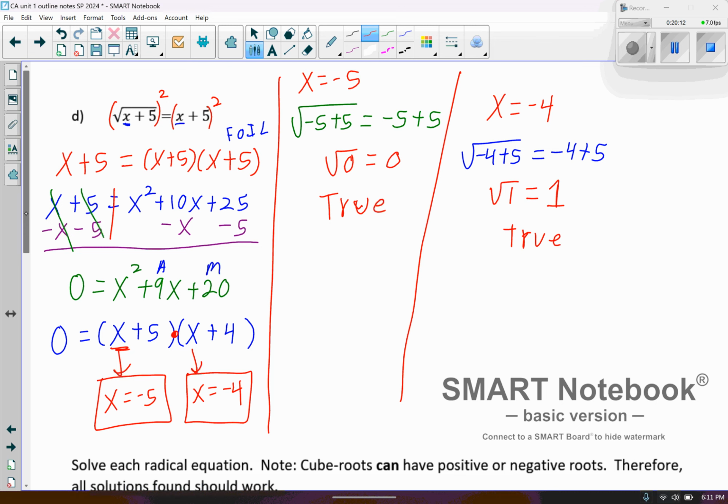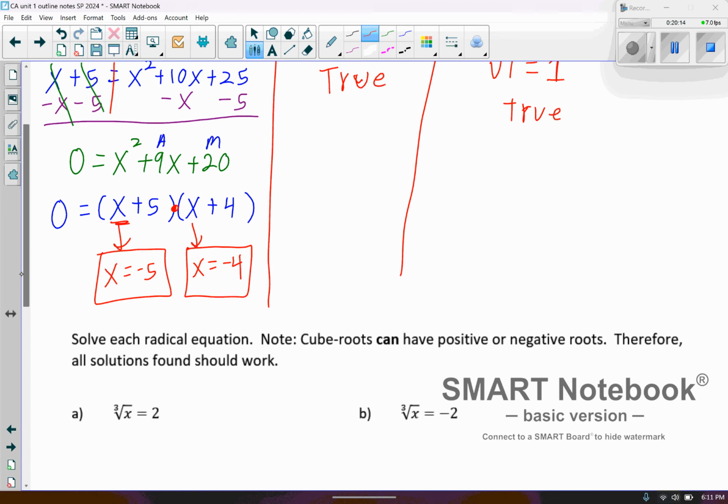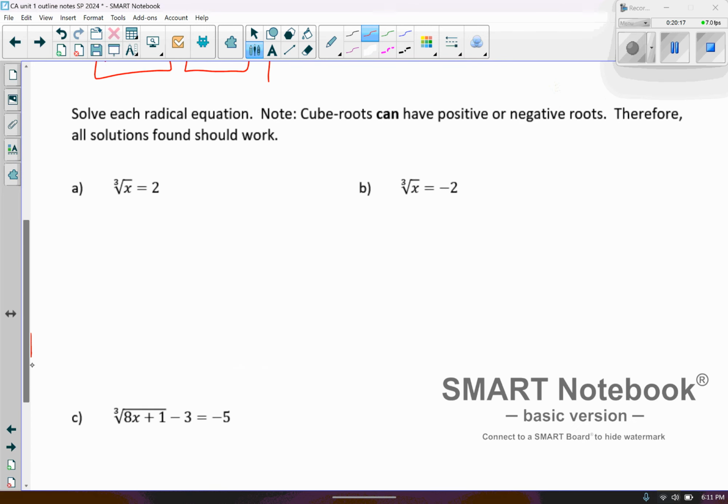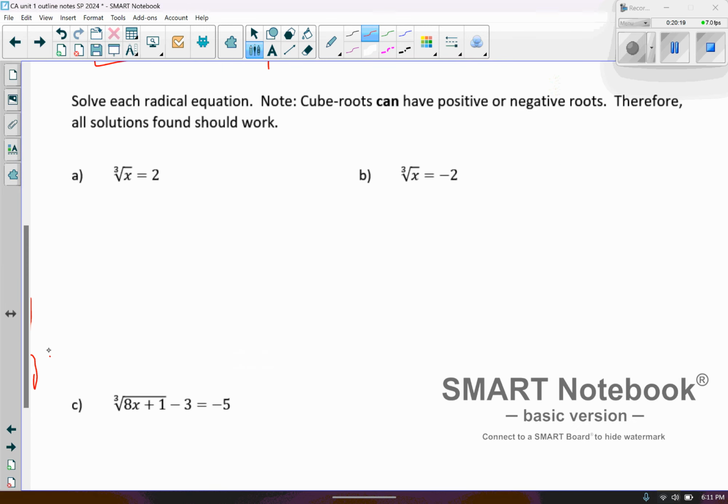Okay, so we've only focused on square roots. We're going to look at cube roots a little bit. Okay, we're just going to do a few of those. So it says solve each radical equation. Note, cube roots can have positive or negative roots. So that means that we can actually cube root negative numbers. Okay, with the square roots, you can square root a negative, but then you get those imaginary solutions. But with cubes, it's okay to cube root negative numbers.